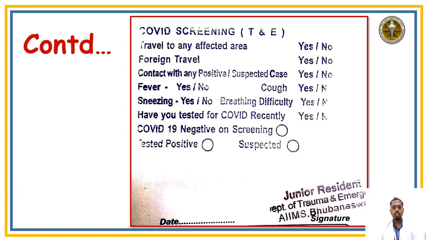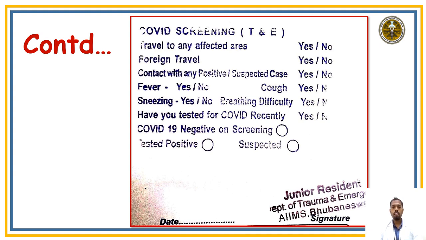Here you can see the COVID screening in the trauma and emergency department. There are 7 questions in total, which may be subjective or objective. The first question is whether the patient has travelled from any affected area, yes or no. Next, whether the patient has any history of foreign travel, especially within 30 days. And next, contact with any positive or suspected cases.